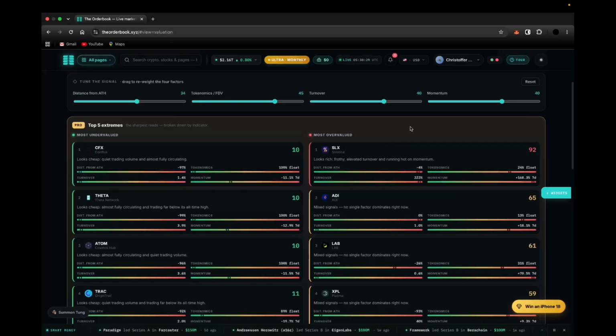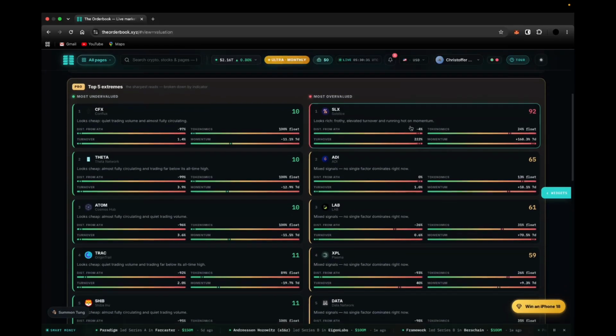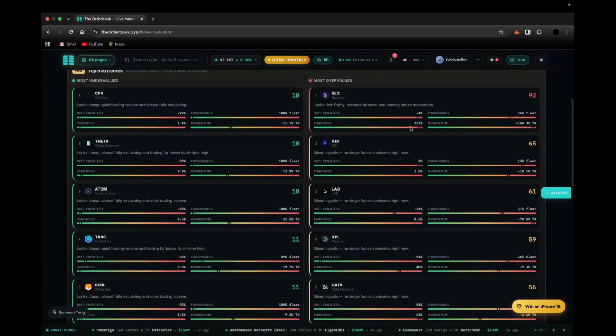Then down here, it shows the strongest reads. On the left, you have the coins that look most undervalued. On the right, you have the coins that look most overvalued. And what I like is that it doesn't just give you a random score. It also explains why. For example, it might say something looks cheap because it's far below its previous high, most of its supply is already out, and trading volume is quiet. So you're not just seeing a number, you're seeing the reason behind the number. And from there, you can go check it yourself.